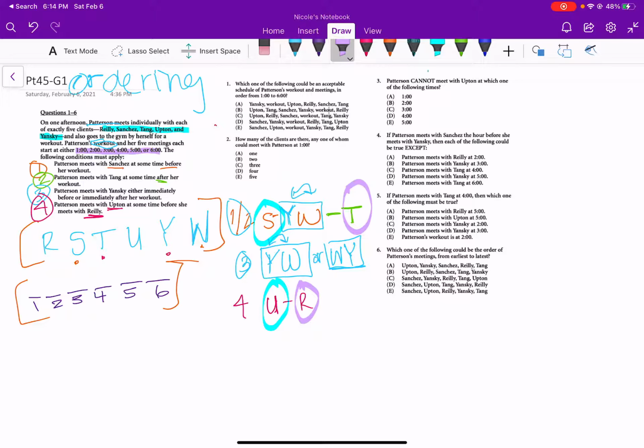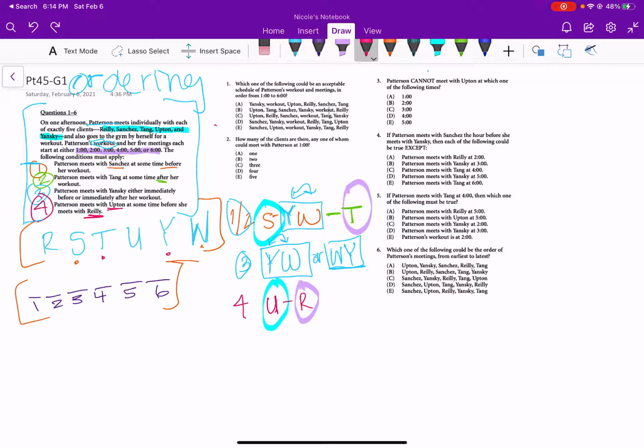All right, so let's go ahead and start with question number 1. It says, which of the following could be an acceptable schedule of Patterson's workout from 1 to 6? So what I do is I just use this as an opportunity to reread my rules. And I cross off which ones are constraining. So 1 says Patterson meets with S at some time before her workout. So I'm looking for this right here where it's S and then W in all of these answer choices. So if it doesn't happen, I cross it off.